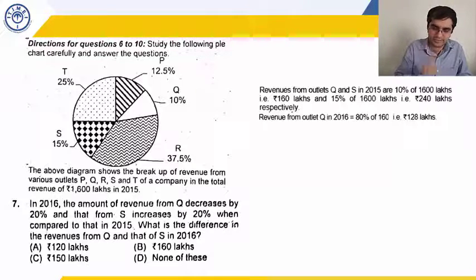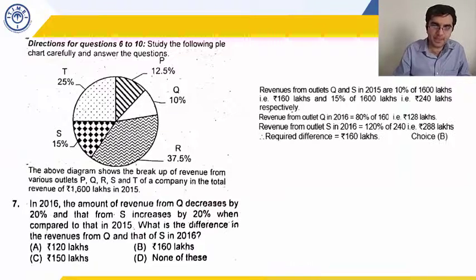Okay, 160 minus 32 is 128 lakhs. And S increases by 20%. So 240 is supposed to increase by 20%. That's 120%. So what is 20% of 240? 48. So 240 plus 48 is 288 lakhs. And then we want the required difference. So 288 minus 128, that's 160 lakhs is your answer. 160 lakhs is your answer.